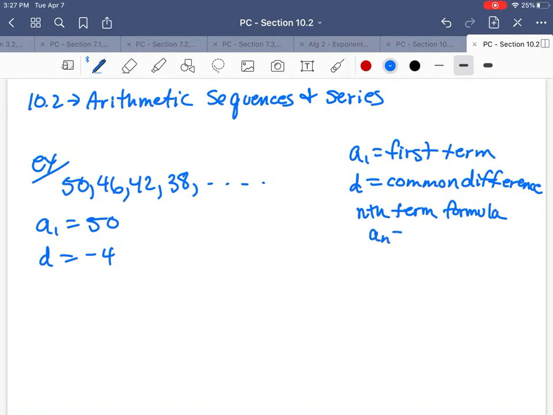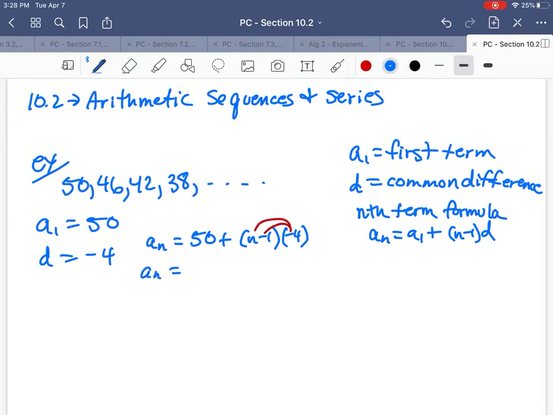It's a_n equals a1 plus parentheses n minus 1 times d. So let's go ahead and do that here. My nth term, now in math space they use t_n instead of a_n, is going to be a1, so 50, plus n minus 1. I'm going to leave that alone because n is the number of the term, the number that I'm on, the spot number, so that's going to be part of the formula. And then d is negative 4, so I'm going to put parentheses around that negative 4.